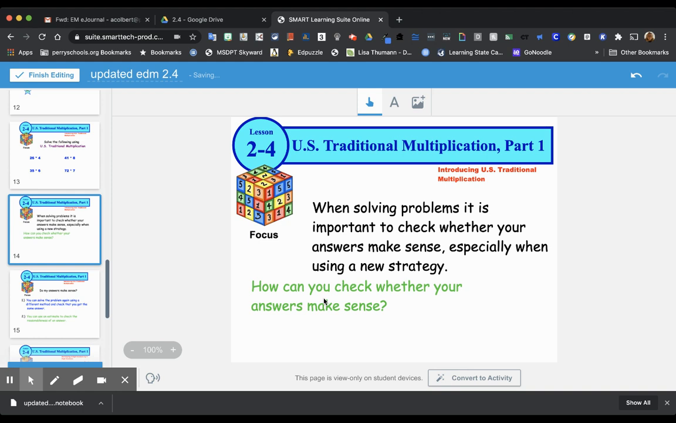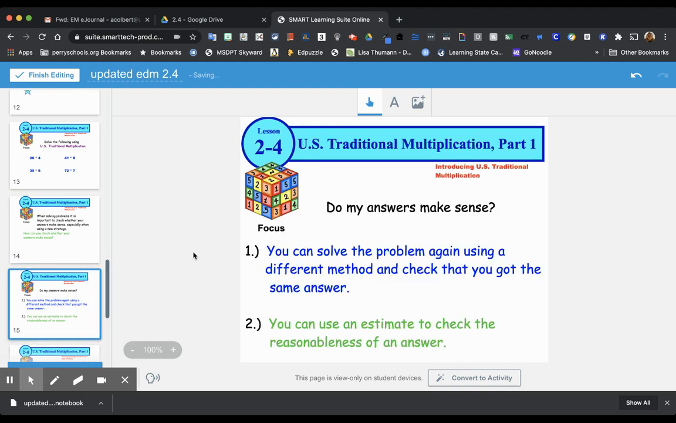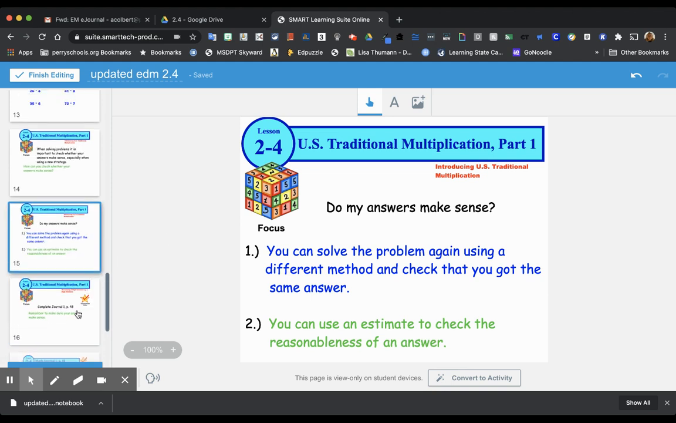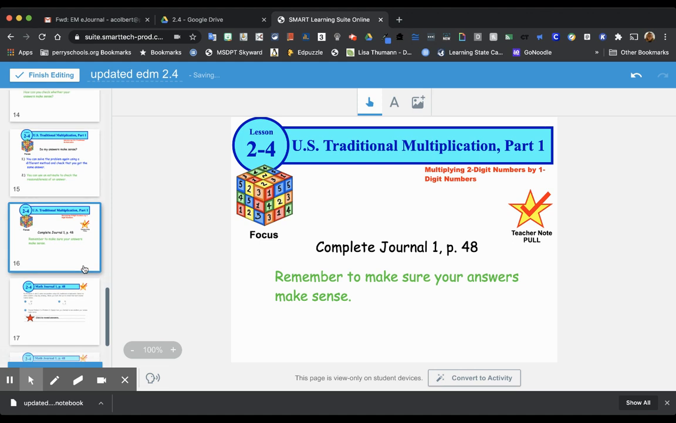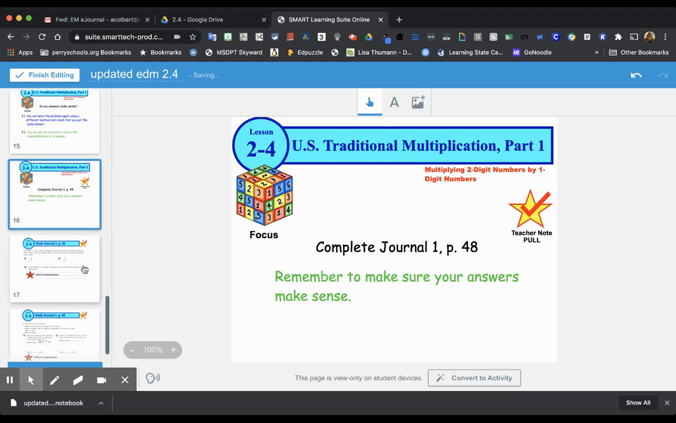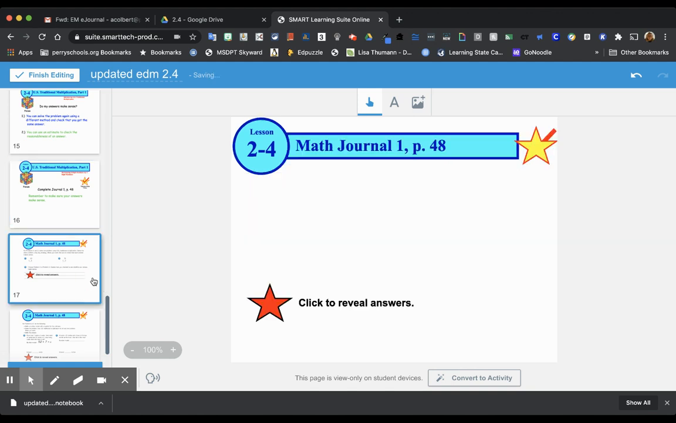Do it in US traditional first, and then maybe check it in lattice. Check it in partial. Okay? And always asking yourself, do my answers make sense? So remember, you can solve the problem again by using a different method, and you can also estimate like we showed. So what I'd like you to do is turn to page 48 in your math journal, and remember to stop at all the questions and make sure that your answers are making sense.